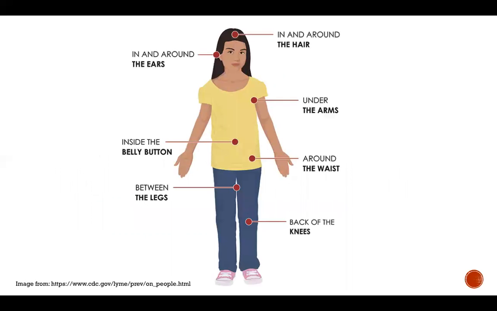And here is how. So we want to check the hair. We want to check the ears, underarms, belly button, the waist. The legs are the most common areas, specifically the knees and above, since the ticks tend to crawl up through the pants.